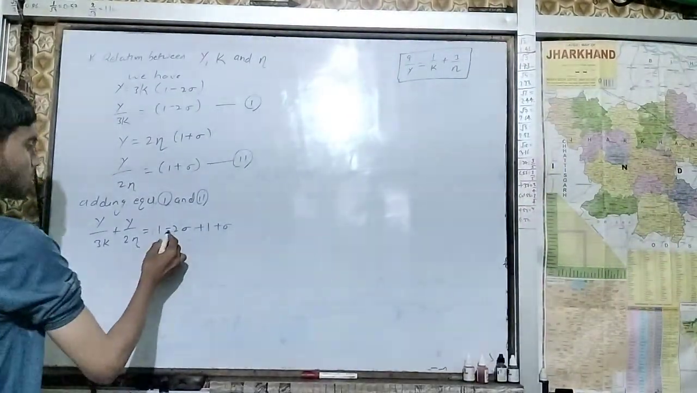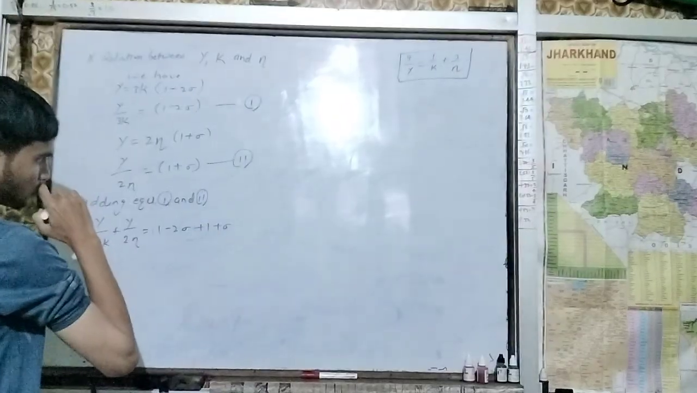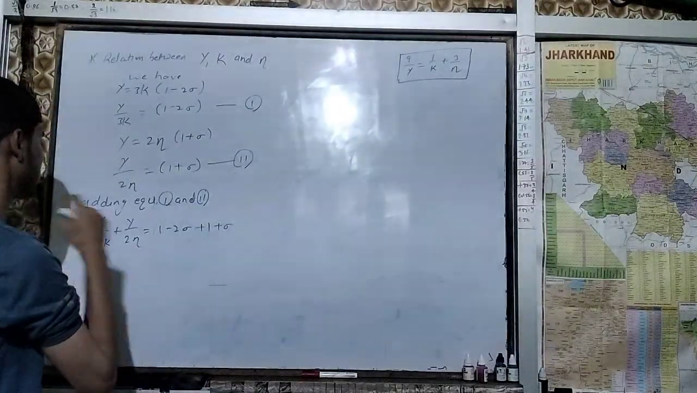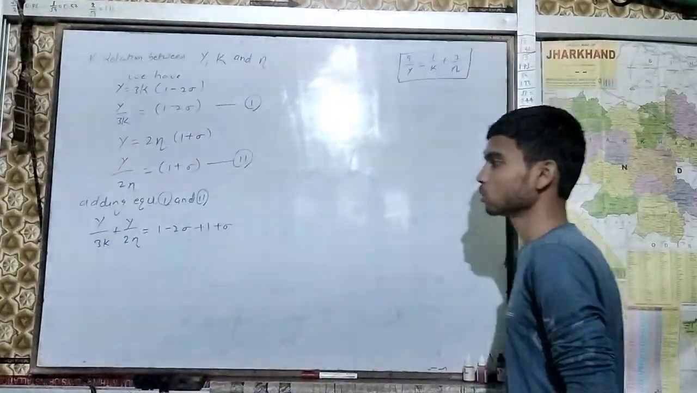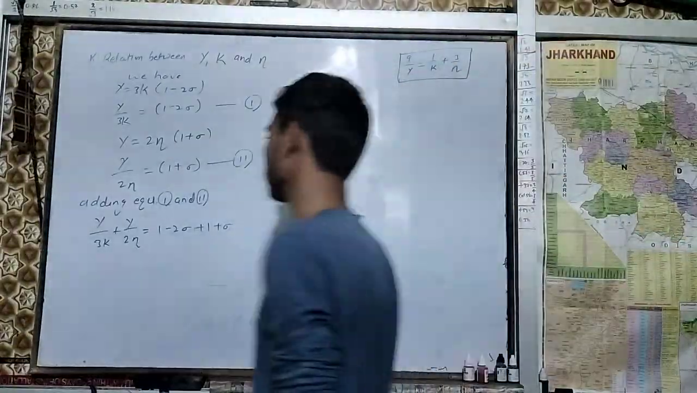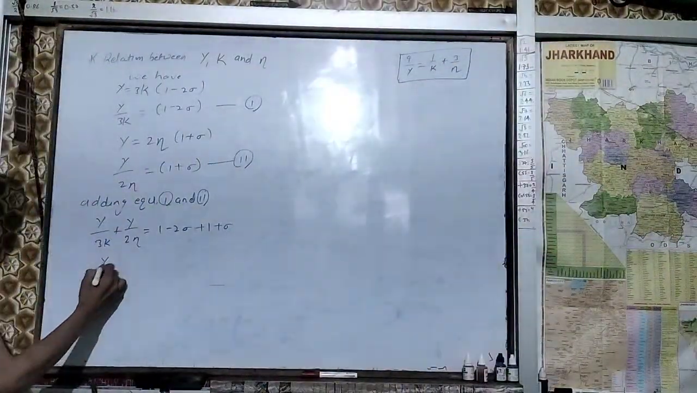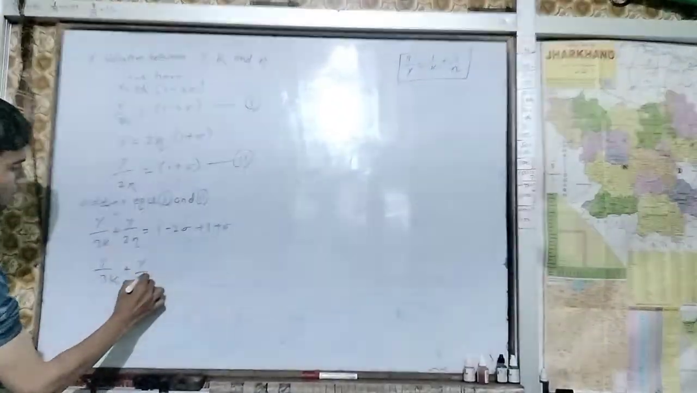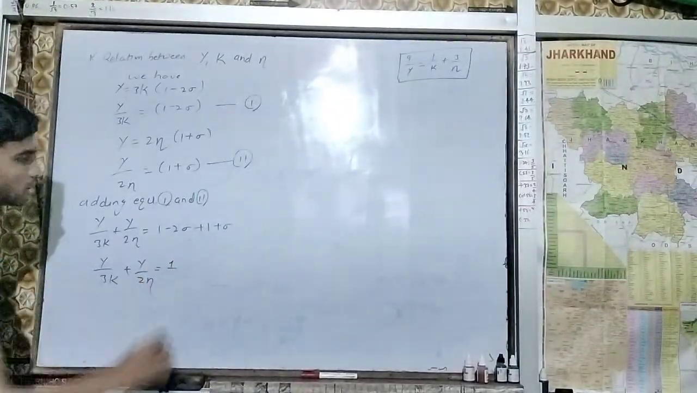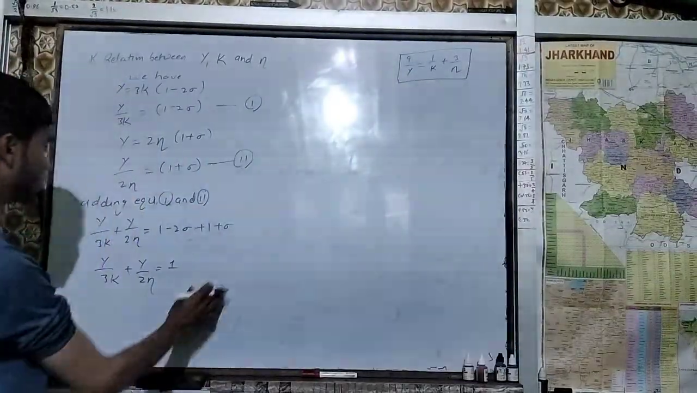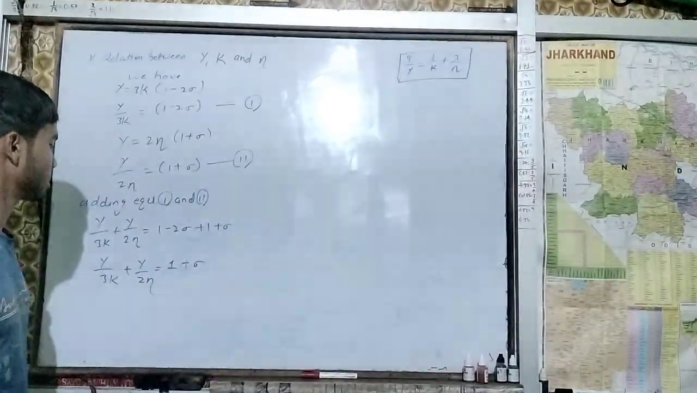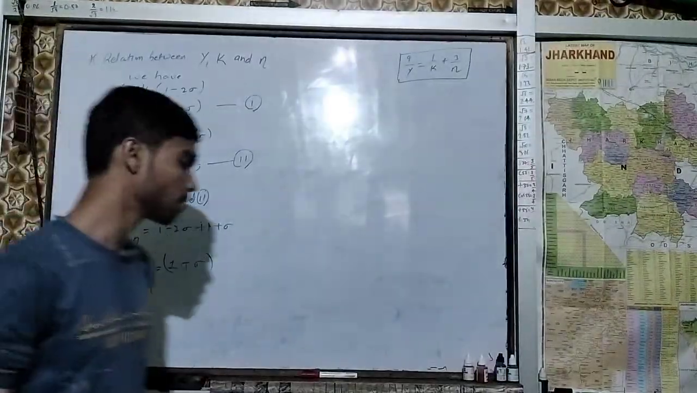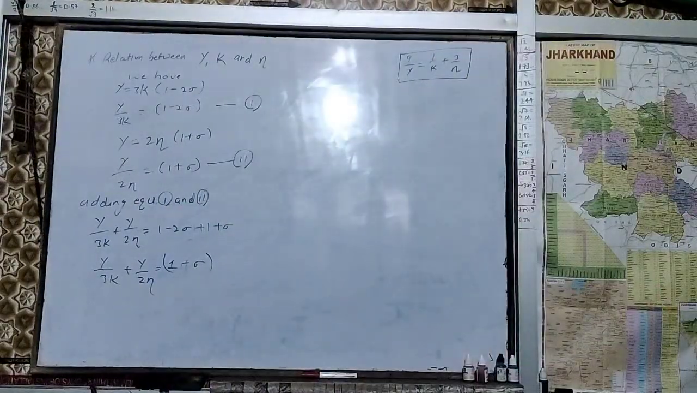Okay, this 2 minus 1 it will become 2 and minus 2, so only 1 quotient ratio. So finally we have y upon 3k plus y upon 2η, and this is equal to 1. Am I right? Not 1 but 1 plus quotient ratio, not plus but minus, 1 minus quotient ratio. Check it, am I correct or not?